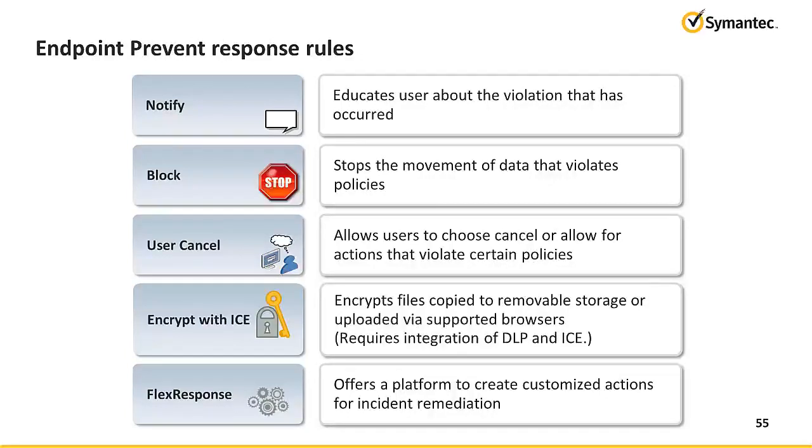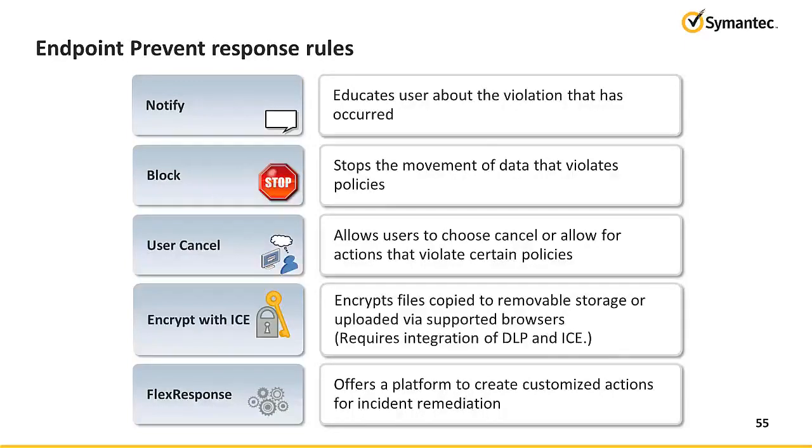The Endpoint Prevent Block response rule stops the movement of data that violates policies. This rule also optionally displays an on-screen notification that contains information about the violated policy. The user is also given an opportunity to provide a justification for the action.